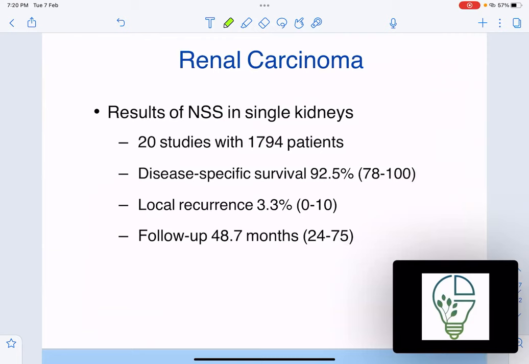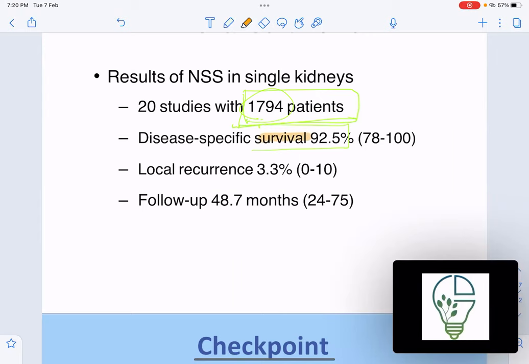So here is a study that was done with 179 patients. They had a survival rate of 92.5%, which is quite high, and a recurrence of just 3.3%. The follow-up was about 2 to 3 years. So the result is quite good, but there are a lot of complications. It has to be done by an extremely experienced surgeon. And the stage really matters. For stage two, because it's more than 7 centimeters, some surgeons will just refuse to do it because there's no point. You might end up just resecting the whole kidney. So what's the point, right?